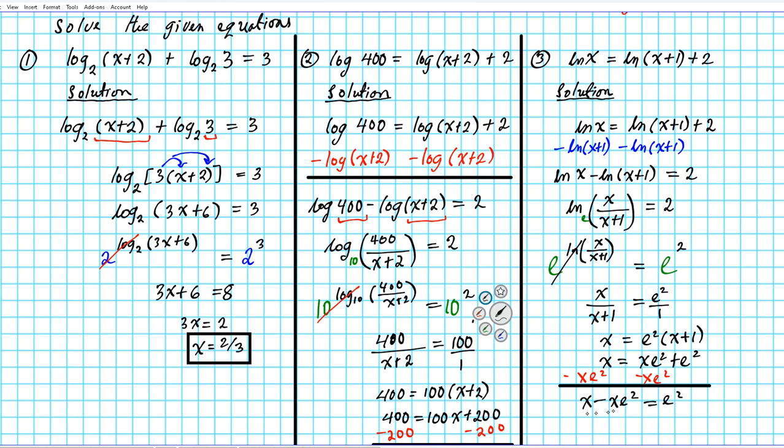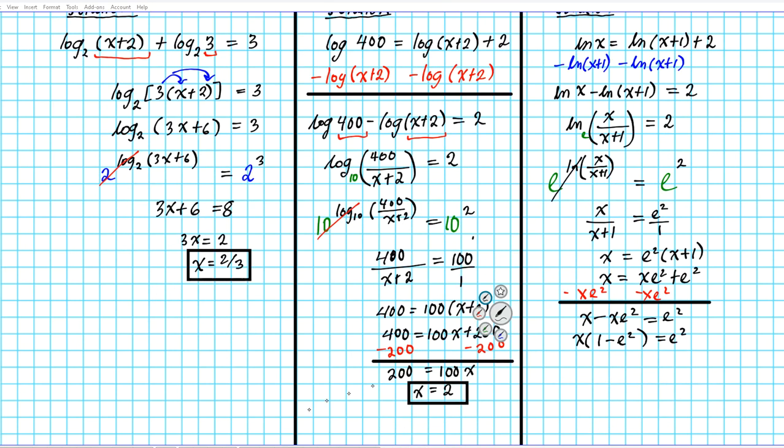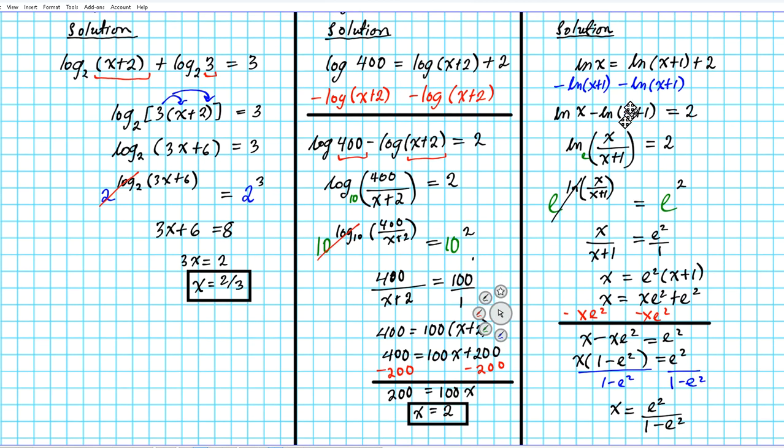Now we're going to factor out the like term from these two, which is x. So factor out an x. So we have x times 1 minus e squared equals e squared. And then the final step, just divide both sides by 1 minus e squared. When we do that division, we're going to have x is equal to e squared divided by 1 minus e squared.